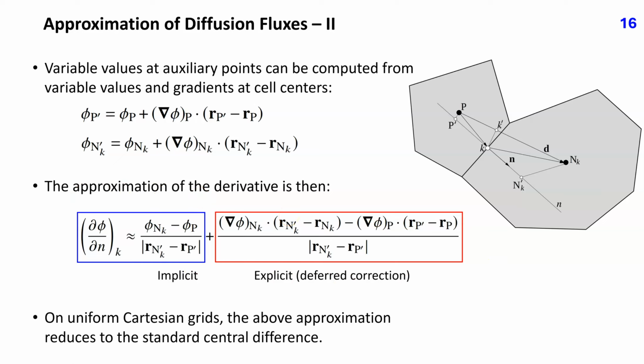The blue framed part is treated implicitly, that is, it contributes to the matrix coefficients in the algebraic equations for the two neighbor cells. The red framed part is treated explicitly as a deferred correction, that is, computed using values from previous iteration. On uniform Cartesian grids, the above approximation reduces to the standard central difference. The red framed part becomes zero when auxiliary points collapse with cell centers.